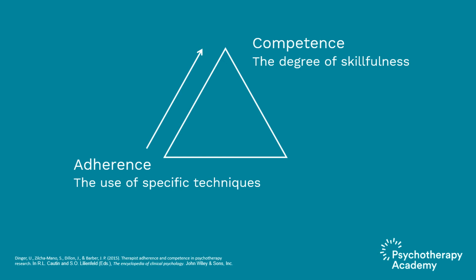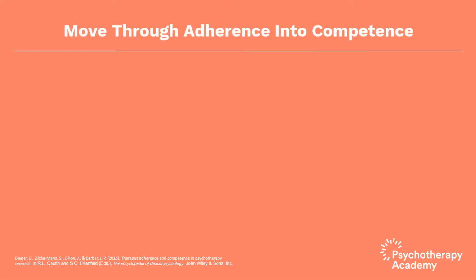So adherence is, can you go through a protocol and deliver the exercises and the homework assignments and say the right things in general so that you are adhering to the treatment protocol and philosophy? Competence is being able to flexibly apply those things on the fly. And I think it's really important to work in a focused way to move through adherence into competence.